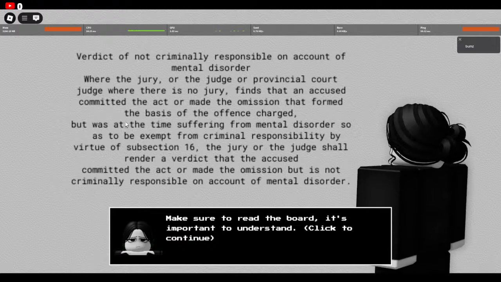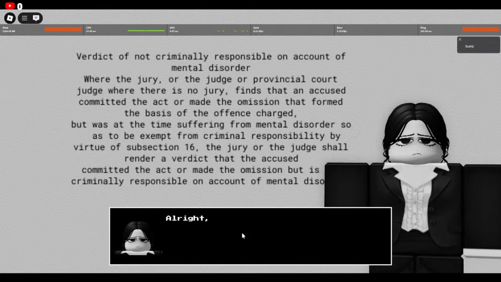Offense charged, but was at the time suffering from mental disorder so as to be exempt from criminal responsibility by virtue of subsection 16, the jury or the judge shall render a verdict that the accused committed the act or made the omission but is not criminally responsible on account of mental disorder. Please don't tell me to read more. Alright, I think you're ready. Please tell me I can do this, please. I'll see you tomorrow, eh? Sure.